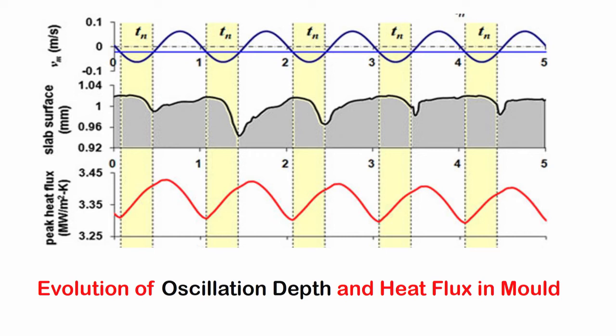So, this is one important piece of information you get from this figure, and please remember therefore that oscillation mark depth is getting generated during negative strip time, and the more the negative strip time, the more the possibility of this depth. Higher the depth, more is the negative strip time. It is quite logical because it is getting generated in the negative strip time only, that portion of the cycle time.